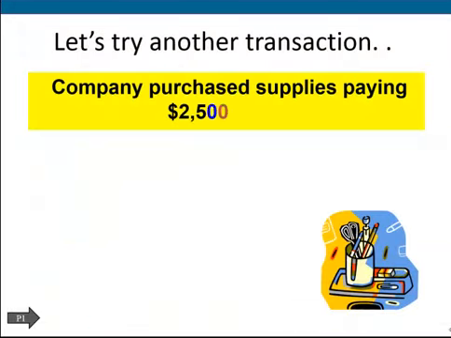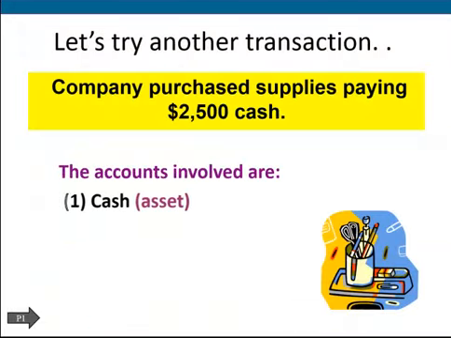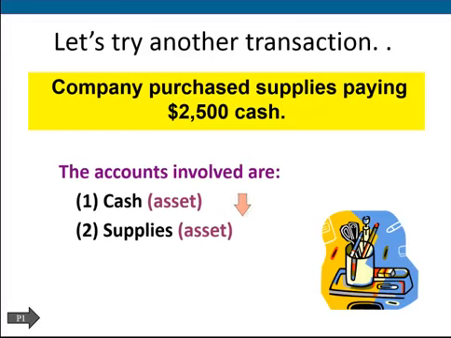Let's try another one. The company purchased supplies by paying $2,500. The company gave cash. They got supplies. A give and a get. In this case, we're getting rid of cash, so the cash will be going down, but we're getting supplies, and that's going up. Both of these are resources to the business, so they're both assets.